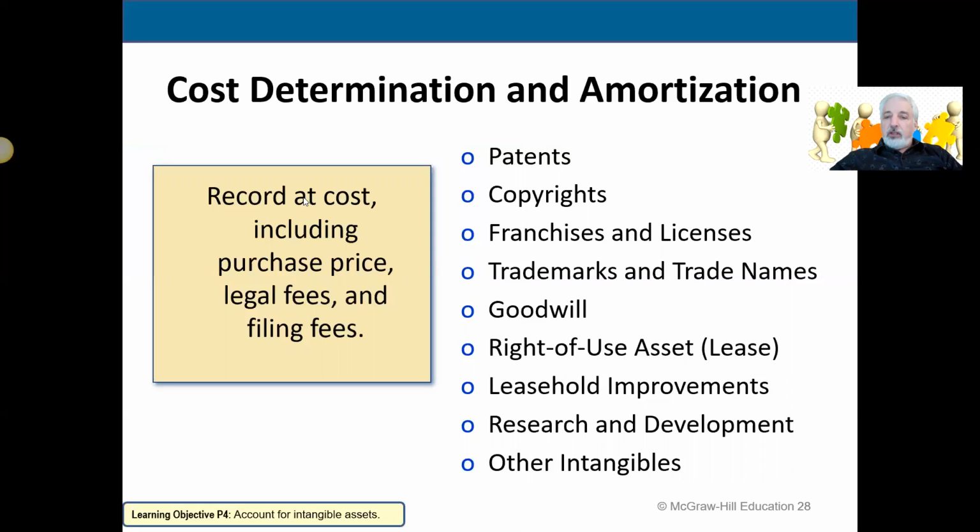There's a right of use asset, also known as a lease. Leasehold improvements. So you're leasing a building. You have a 10-year lease. You change the rooms. You're a medical practice. You're adding more running water and more electricity, dividing the rooms out for examination rooms. You got a 10-year lease and it's going to last 20 years. You go ahead and book that as a 10-year amortization of leasehold improvements.